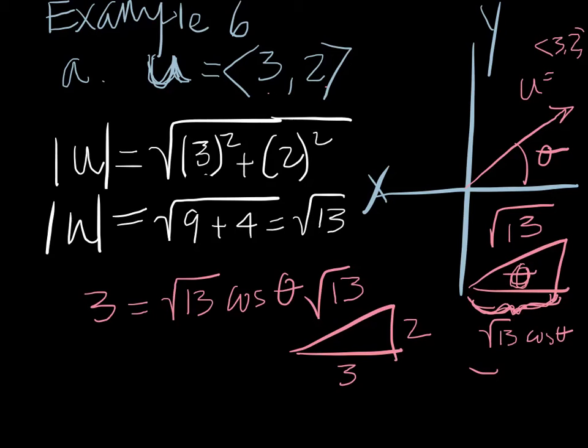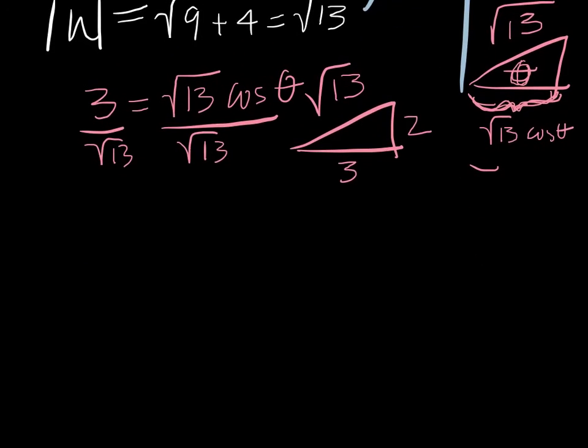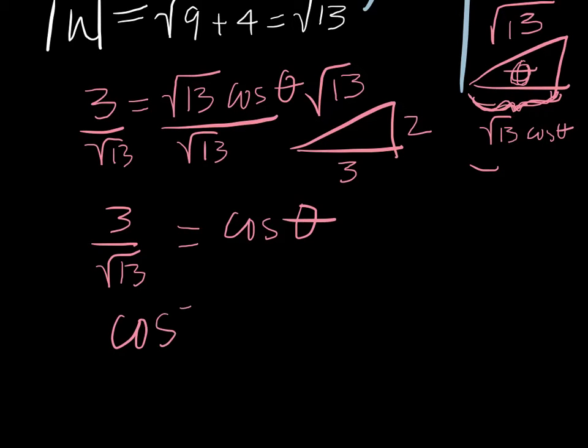Again, we're trying to find what theta is, so I can divide by the square root of 13. Just to keep it neat, I have 3 divided by the square root of 13 equals cosine theta. I'm looking for theta, so I have to find the cosine of what angle equals 3 divided by the square root of 13. This is where a good application of your inverse function comes in.